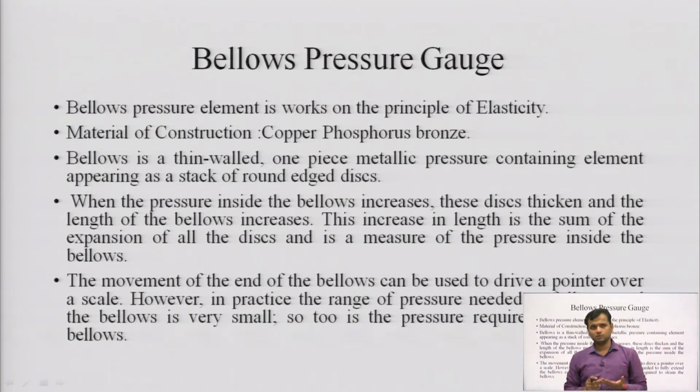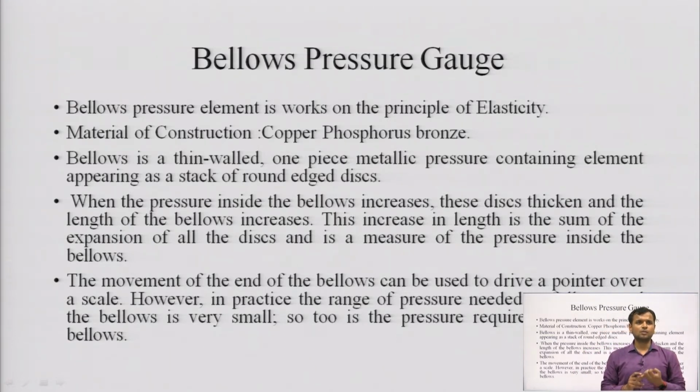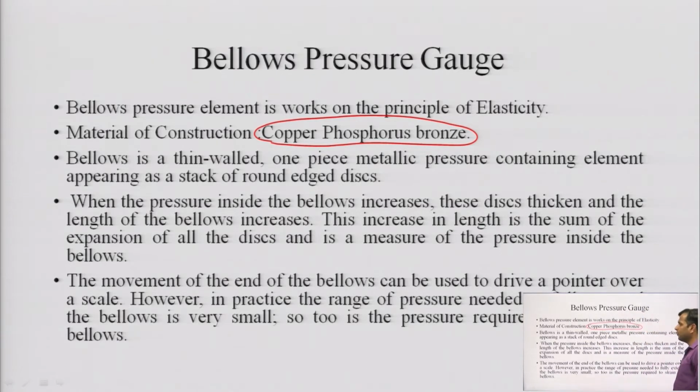The second most useful device is the bellows pressure gauge. The bellows pressure element works on the principle of elasticity. Obviously, most of the arrangements in mechanical pressure gauges depend on the principle of elasticity. The material of construction of the bellows pressure gauge is copper, phosphorus, bronze. An objective type question may come asking what type of material is used in the bellows pressure gauge. So copper, phosphorus, bronze can be used as the material.